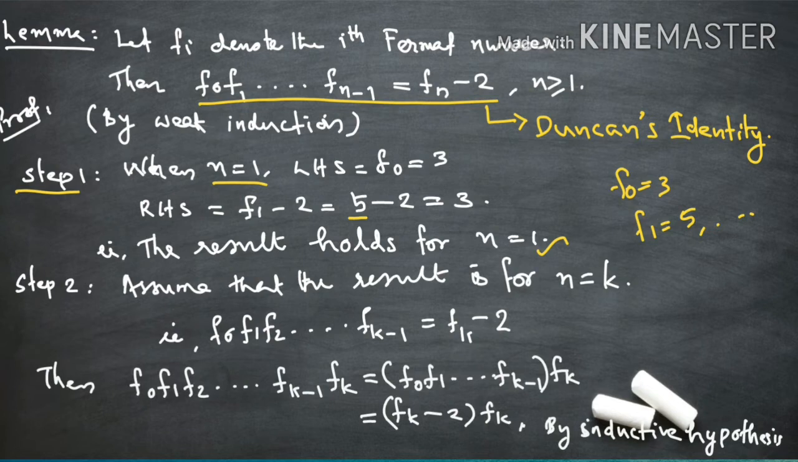Now the second step is our inductive hypothesis. We assume that the result is true for n equal to k. That means we have f naught into f1 into etc. up to fk minus 1 is equal to fk minus 2. Okay. Then we consider the product up to fk. We can group it as f naught f1 into etc. up to fk minus 1 into fk, and from the hypothesis we know the first k multiples' product is equal to fk minus 2, so we get fk minus 2 into fk by our inductive hypothesis.